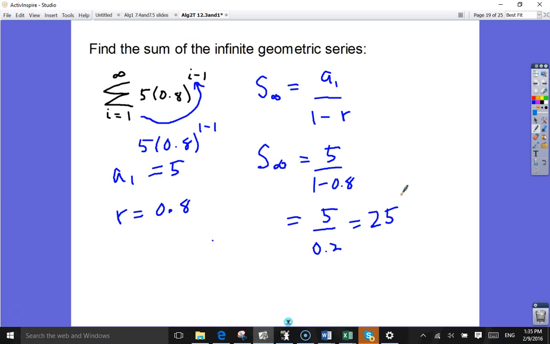Now, you could do the same trick of storing A is 5 and R is 0.8 and let the calculator do the formula for you. That would be fine.